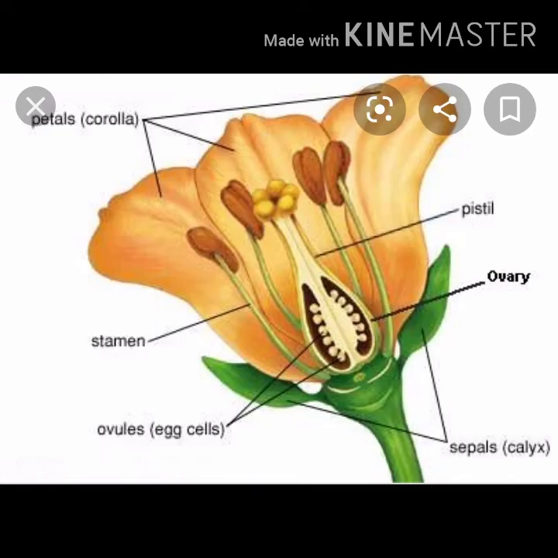Okay, so first of all we have to study the sexual reproduction in plants. We know that flowers are the reproductive parts of the plant. About the parts of the flower that we already know, we can discuss a little again. So what are the major parts of a flower? The outermost part of the flower is the calyx, which is made up of green colored sepals.